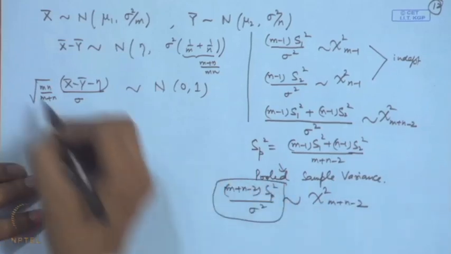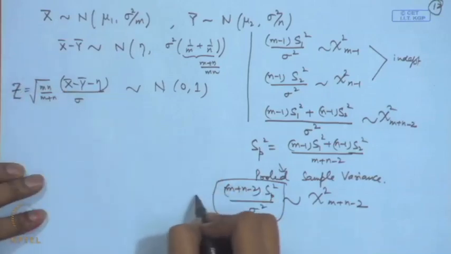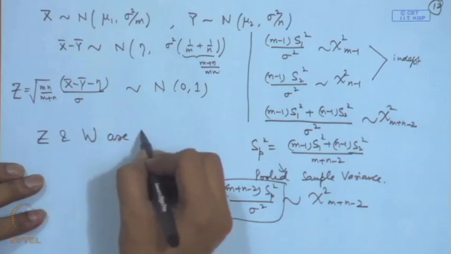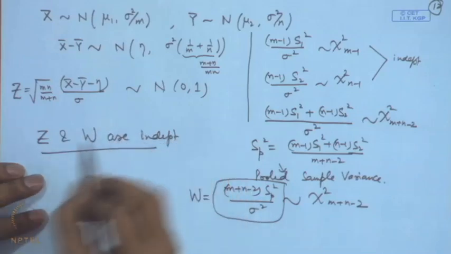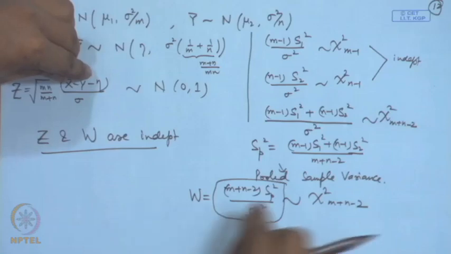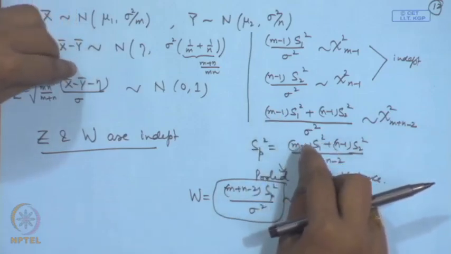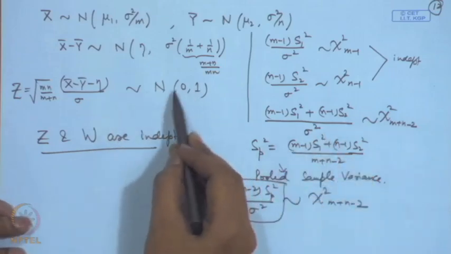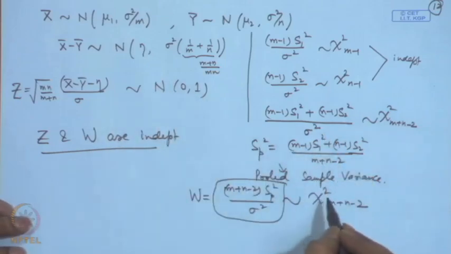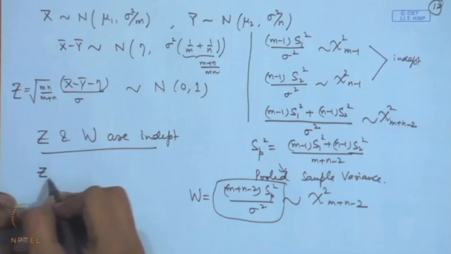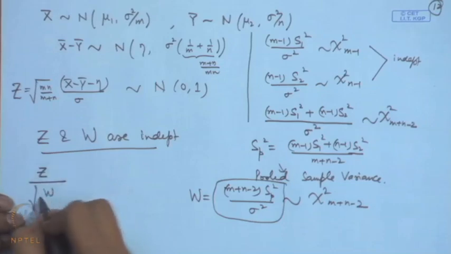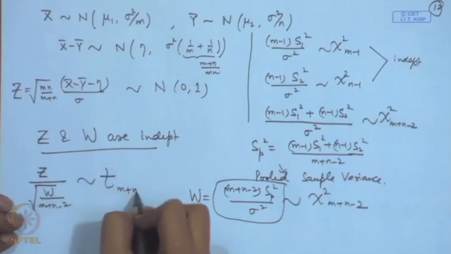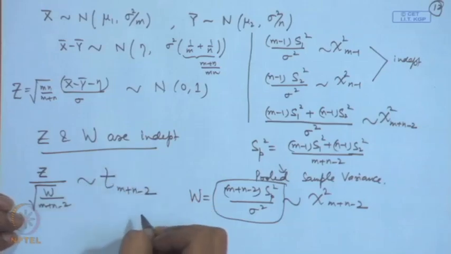Now, let us consider this quantity and this quantity. This is z and this is say w. Then z and w, they are also independent, because x bar, y bar are independent of s 1 square, s 2 square, and therefore, this z and w are independent. Now, z is normal 0 1 and this is chi square. So, we can write z divided by root of (w by m plus n minus 2). This will follow t distribution on m plus n minus 2 degrees of freedom.